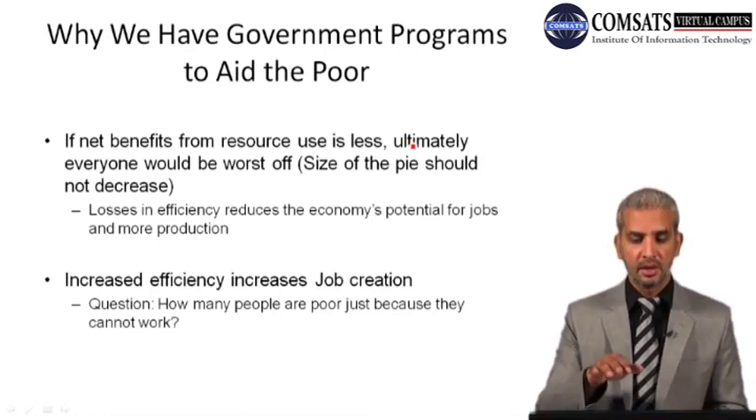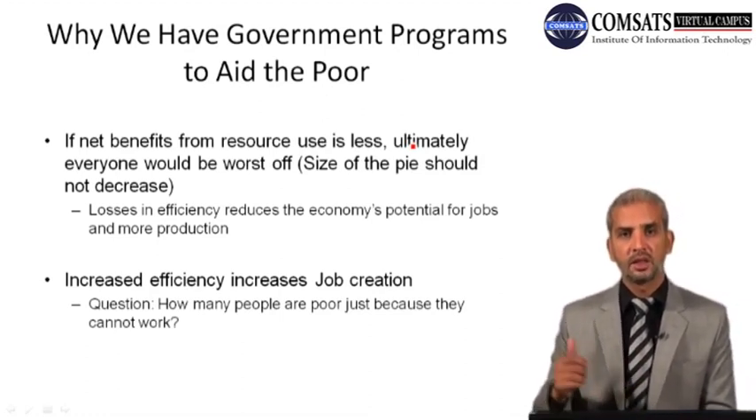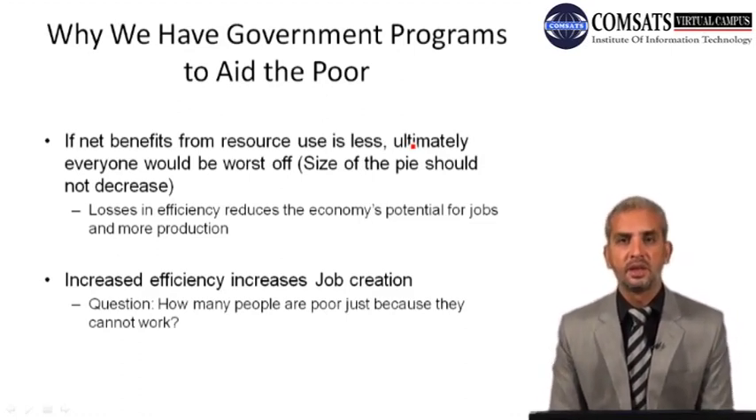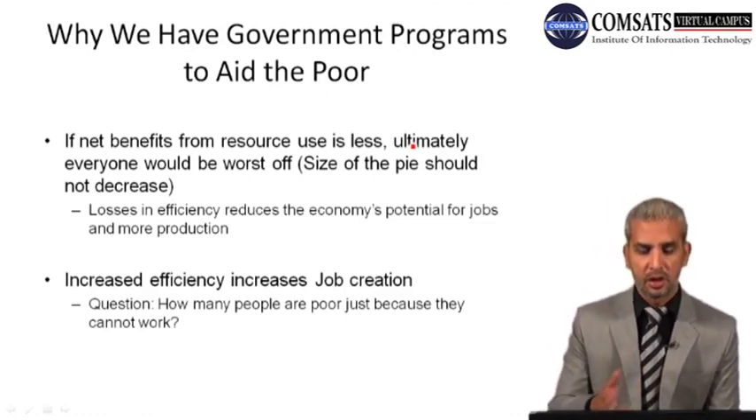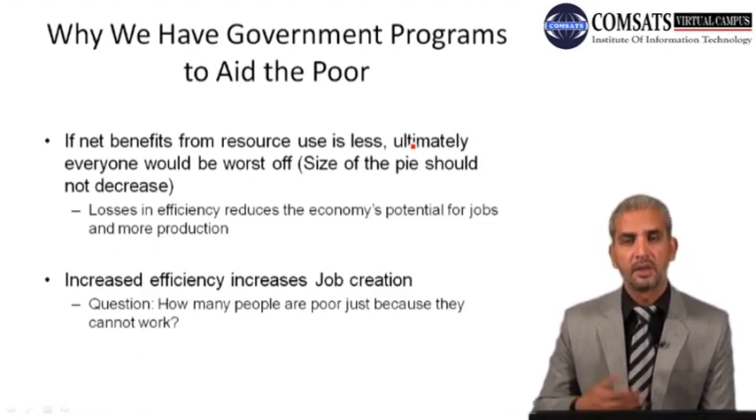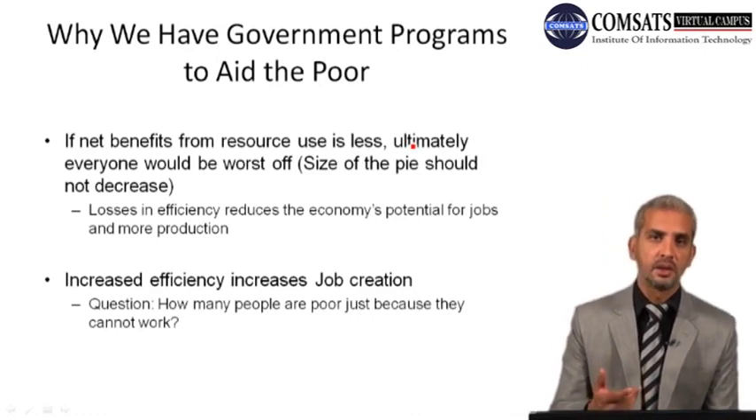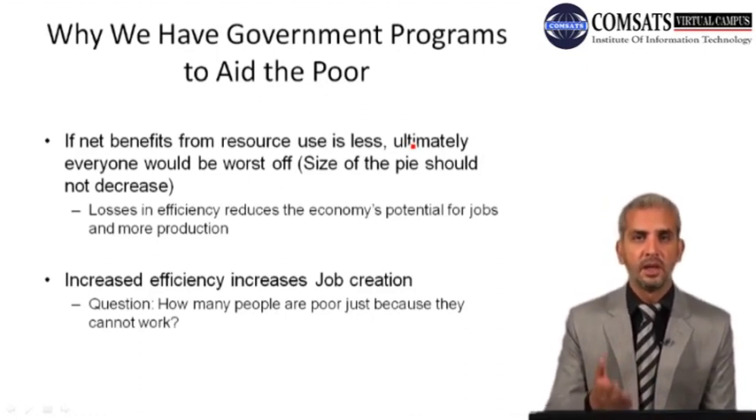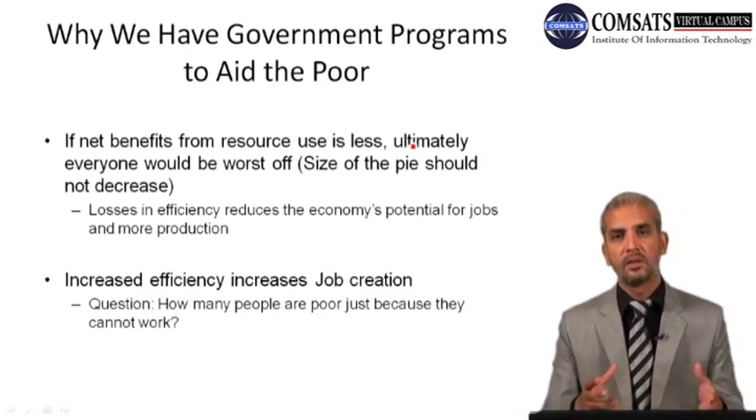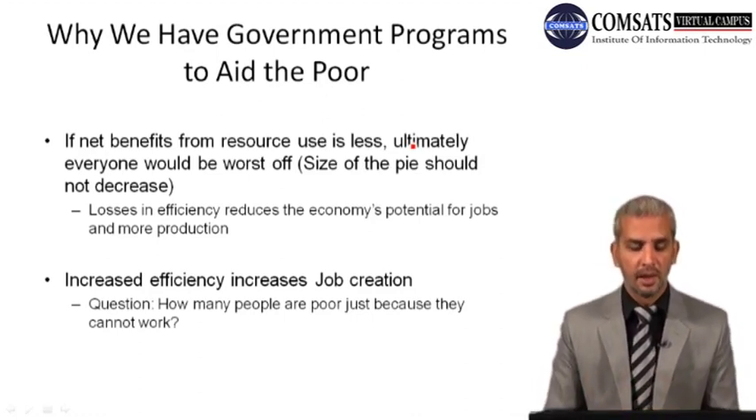So this is the sense of this point over here on the slide that you are looking at: the size of the pie should not decrease with changing the distribution of the halves that people are getting. In other words, altering the distribution of income should not affect the size of income or efficiency of the overall economy.